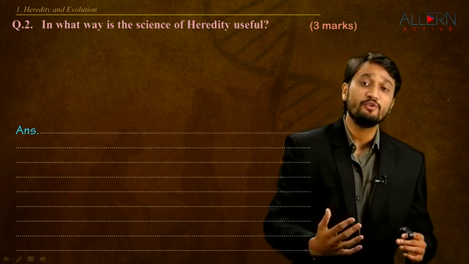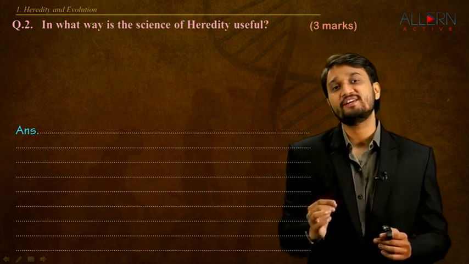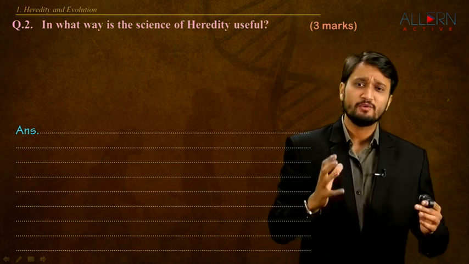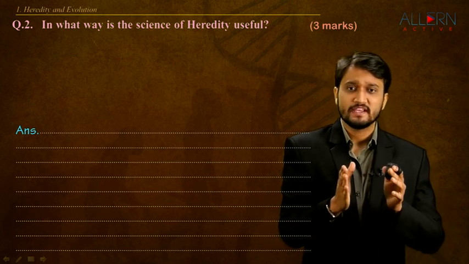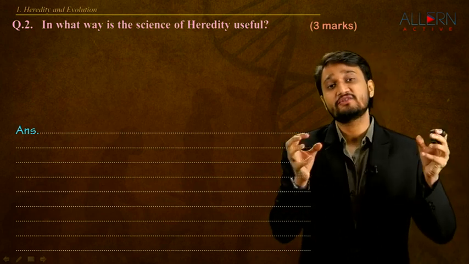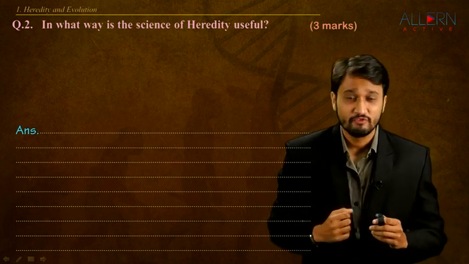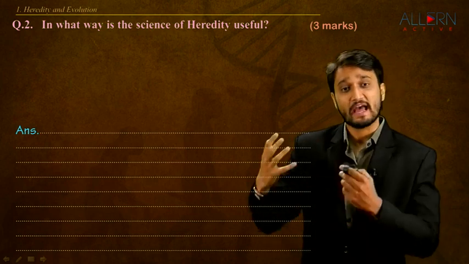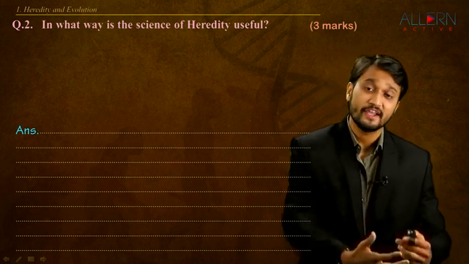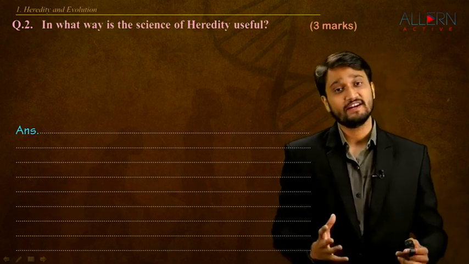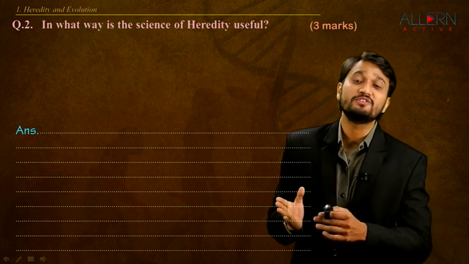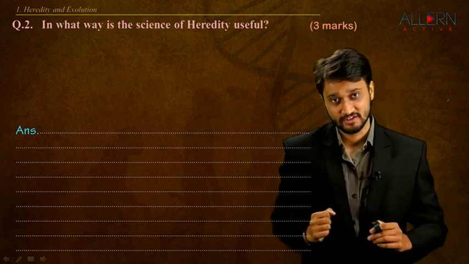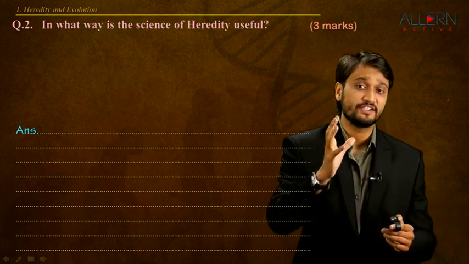Next, it is useful for developing hybrid varieties of plants and animals. A hybrid variety of plants and animals, any organism for that matter, is an organism that has characteristics of different species, which is very useful for us in animal husbandry, in agriculture, in all these different sectors. And finally, we can modify microorganisms' DNA and we can use them in industrial processes. So this is where the science of heredity is useful.